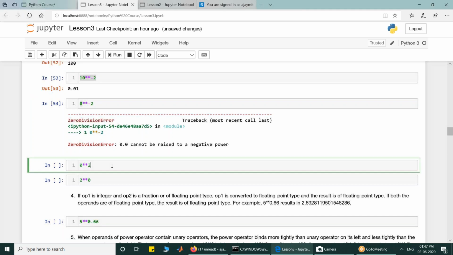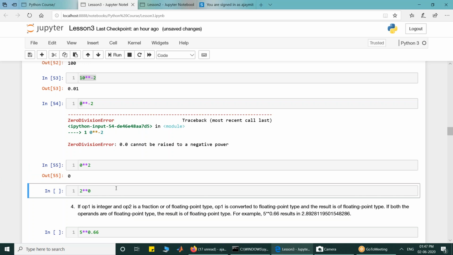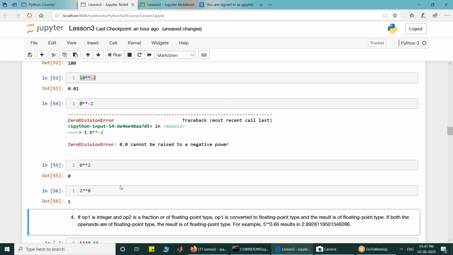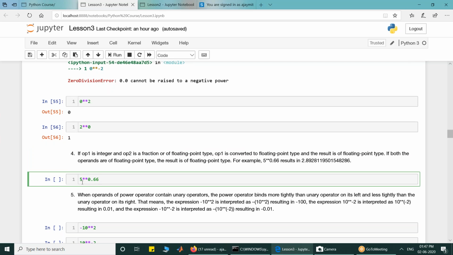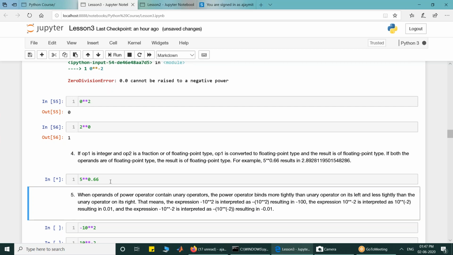When the first operand is 0 and the second operand is positive integer, any integer, you are always going to get 0. When the first operand is any value and the second operand is 0, you are always going to get 1. These are the rules that you must remember. If operand 1 is integer and operand 2 is fraction, then both are converted to floating point type, and the result is float. So 5 power 0.66 results in 5 being promoted to 5.0, and the result being a floating point number.